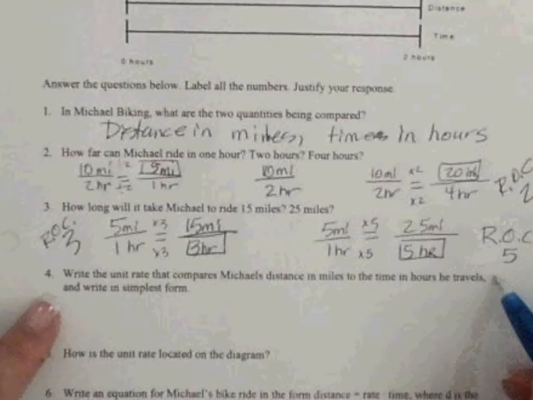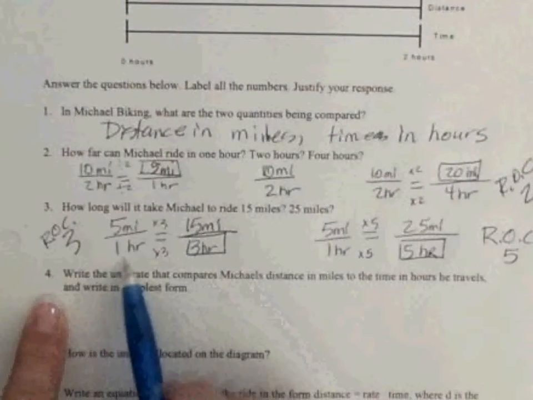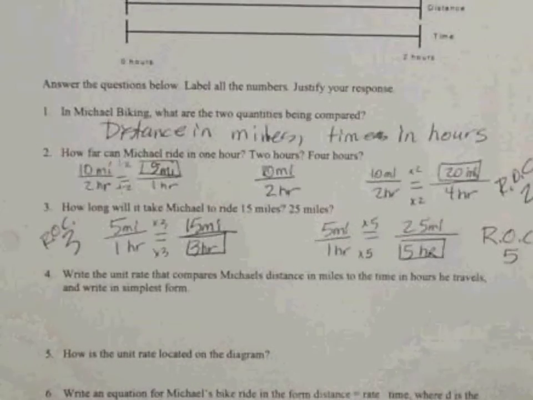Okay, write a unit rate that compares the distance in miles as he travels in the simplest form. Well, we already figured that out, right? Because that's what we used up here. So what would you write here?